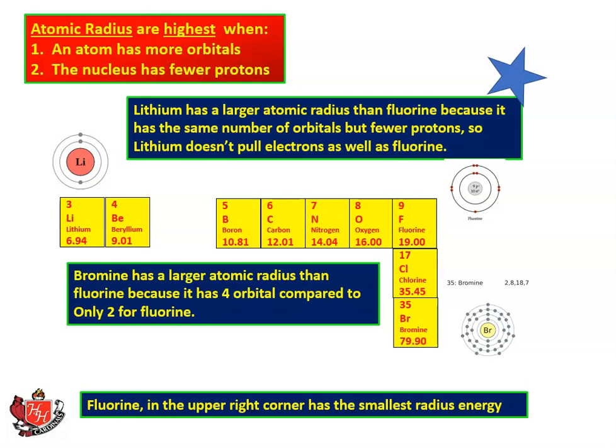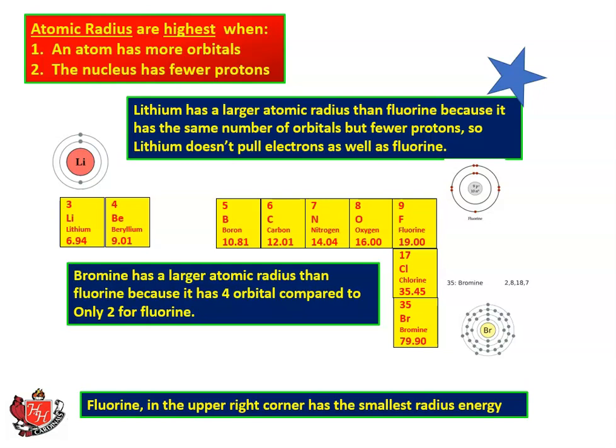Lithium has a larger atomic radius than fluorine. Now think about that. As you go from left to right across the periodic table, you're adding protons, neutrons, and electrons, going from lithium to beryllium to boron to carbon to nitrogen over to fluorine. Usually when you add parts to something, it gets bigger, right? But in this case, you're adding protons, neutrons, and electrons to atoms, and they're getting smaller. So why is that? Well, lithium has a larger atomic radius than fluorine because it has the same number of orbitals but fewer protons. So lithium doesn't pull electrons in as well as fluorine.